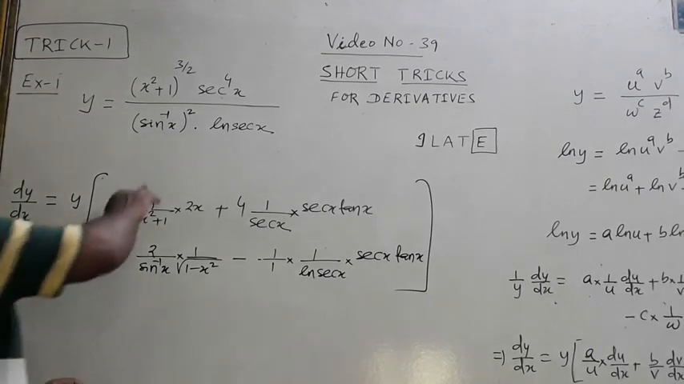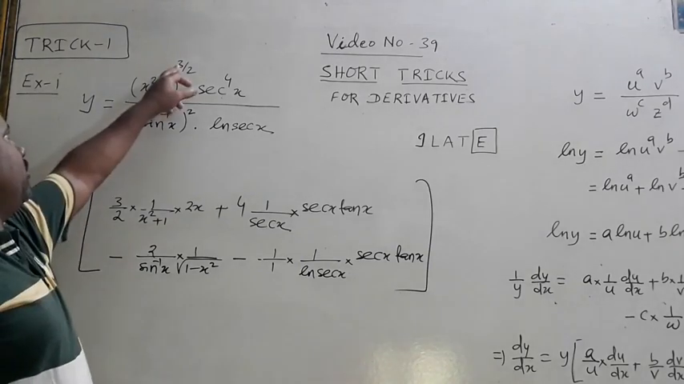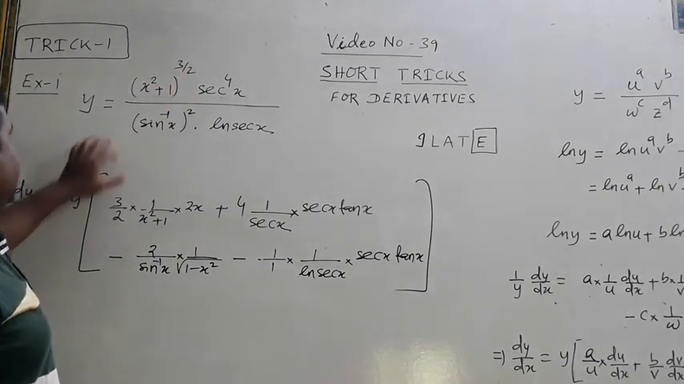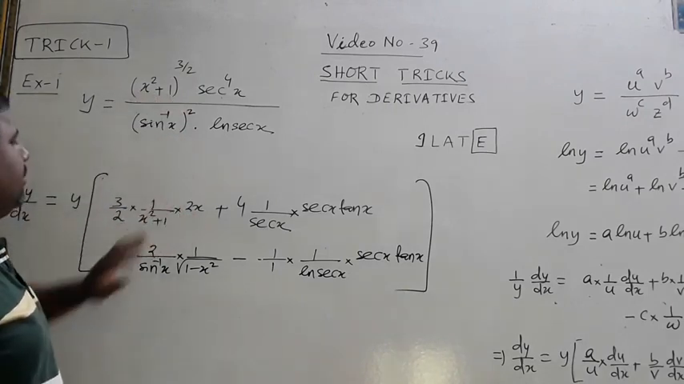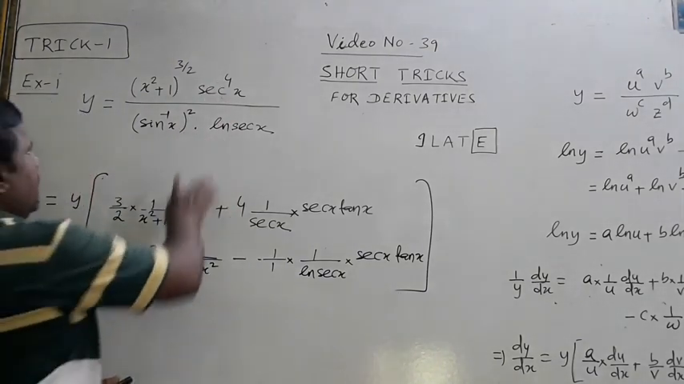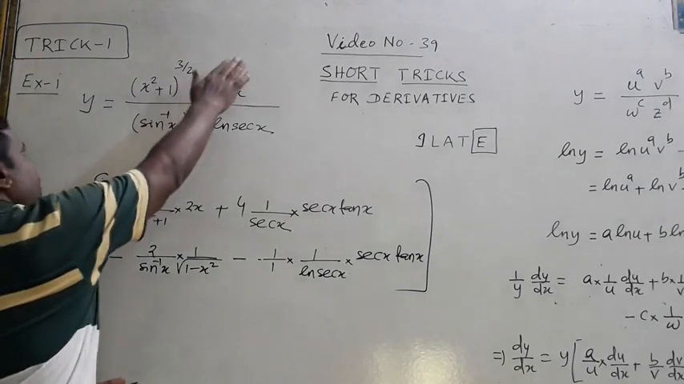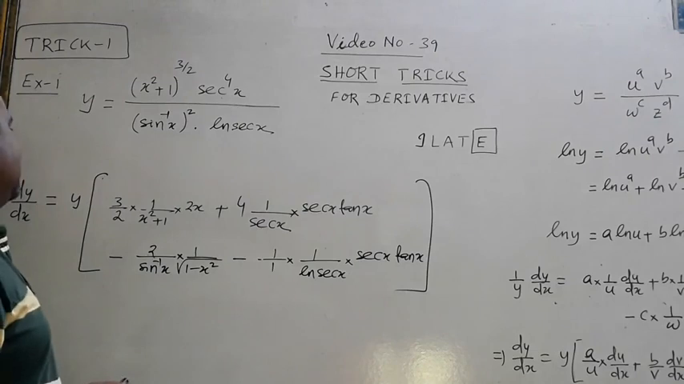Now look, in this type of thing what should you do? dy by dx is y whole into, first you have to write y here and bring the powers to the front. It is 3 by 2. Then whatever it may be, you should write 1 by this. Then the derivative. Remark what I am doing. The power coming to the front, then 1 by sec x, then derivative of sec x. For the numerator part, it is positive. For the denominator part, it is negative.